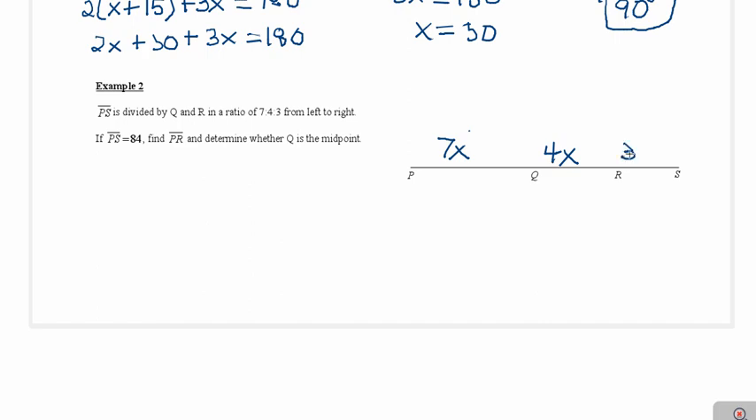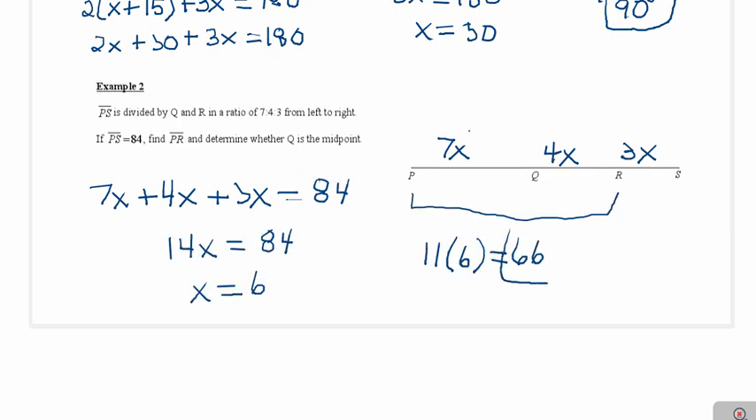We are also given that PS is equal to 84. So that's going to help us set up an equation. We know that 7x plus 4x plus 3x must equal the entire segment, which is 84. So now I'd like you to pause the video and see if you can solve for x and then answer the two questions below. Pause the video now.